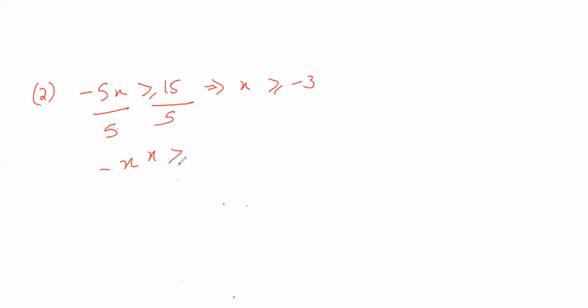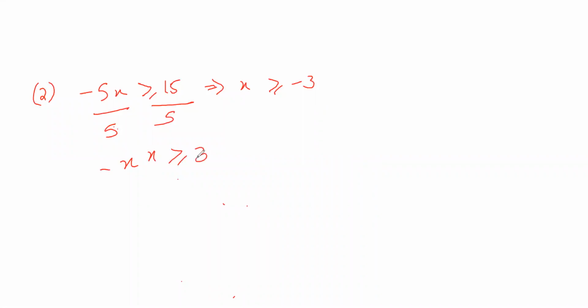Second question is minus 5x greater than or equal to 15 implies x greater than or equal to minus 3. Correct? First thing is what? I have to divide everything by 5. If I'm dividing everything by 5, what will I get? 5 is a positive thing. Correct? So minus x greater than or equal to 3 I'll get.